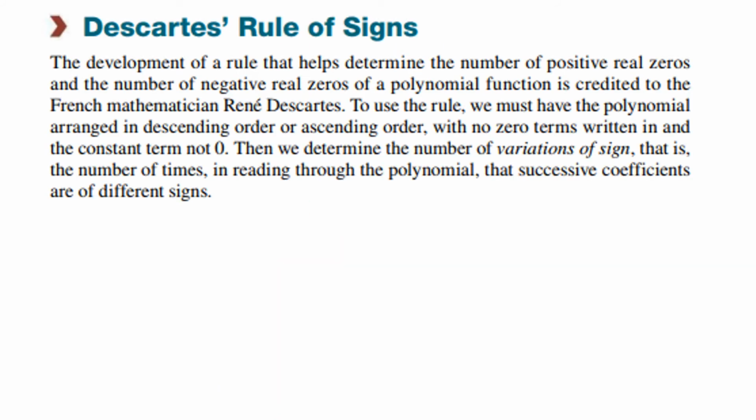The last topic we're going to cover in this section is called Descartes' rule of sign, and it is important that you realize it's in the theorem, but you have to maybe emphasize it. We must have the polynomial arranged in descending order or ascending order, with no zero terms written, and the constant term is not 0. We're going to count what we call the variation of signs, and that's going to help us know about how many roots of the polynomial are possible.